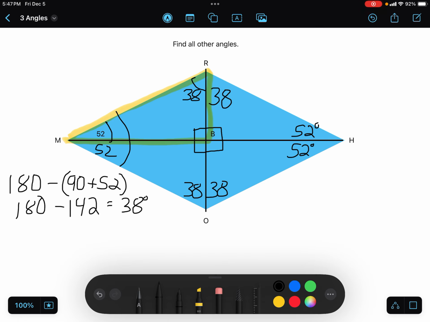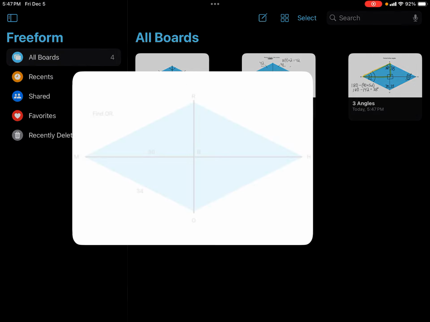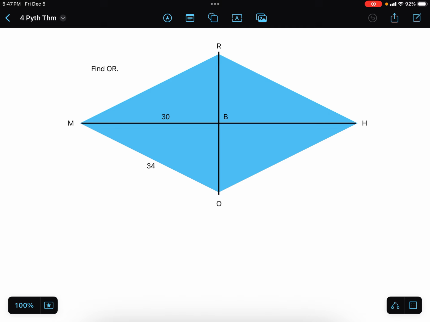We haven't seen this pattern before. The fact that the diagonals are angle bisectors in a rhombus is a real game changer, because the corners are going to look very different than they do, say, in a parallelogram or even a rectangle. Let's see kind of a more advanced thing here in a rhombus.